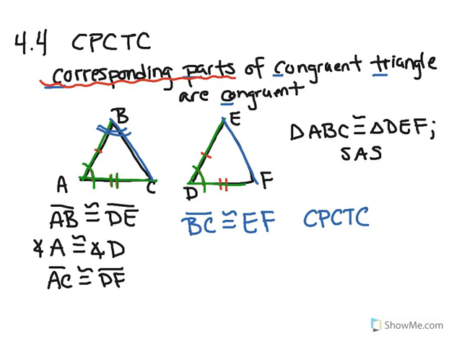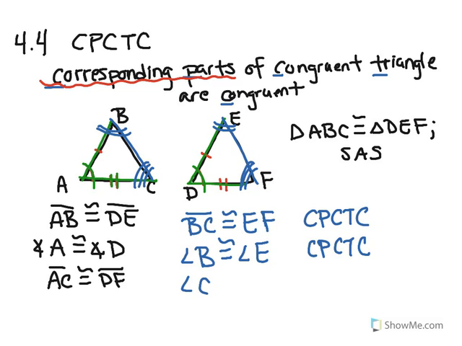So here we have angle B and angle, not A, what am I doing? Angle B is congruent to angle E because that's its corresponding angle. And the reason why they're congruent is also CPCTC. And then the last angle is angle C, which is congruent to angle F. And once again, this is our reason.